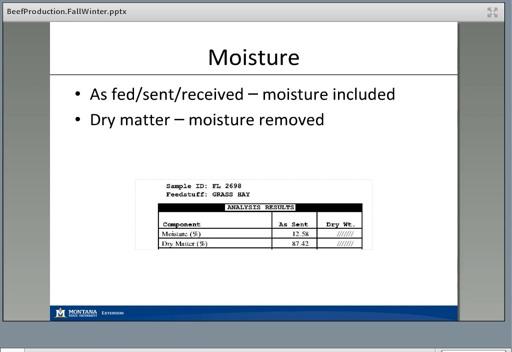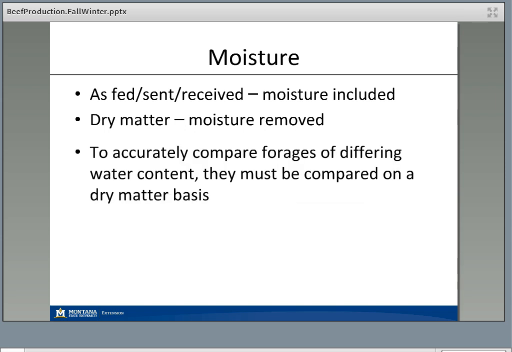So think about how much water is in corn silage compared to how much water is in wheat straw. Okay, big difference, right? So if we wanted to balance a ration that had both of those feed components, it would be best if we could compare them on an equal basis. And so the way we do that is by dry matter. So we see here that this particular hay was 87.42% dry matter, so that means about 12.5% moisture. So like I said, to accurately compare forages of differing water content, we have to do that on a dry matter basis.